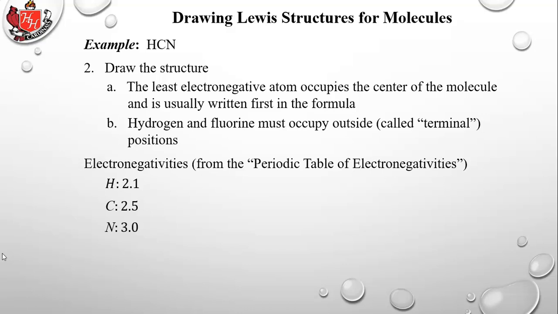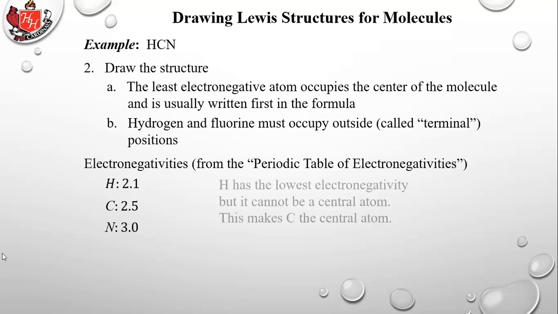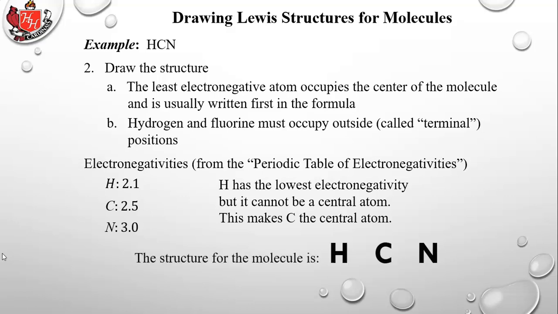So we can see that hydrogen is the least electronegative, but again, as we saw in the previous example, hydrogen cannot be a central atom. It only can bond on one side, so it cannot be in between bonding with 2 different atoms. Therefore, carbon is going to be the least electronegative atom that can bond on more than one side. So we're going to put carbon in the middle. So hydrogen has the lowest electronegativity, but it cannot be a central atom. This makes carbon the central atom. So the structure for the molecule is HCN.